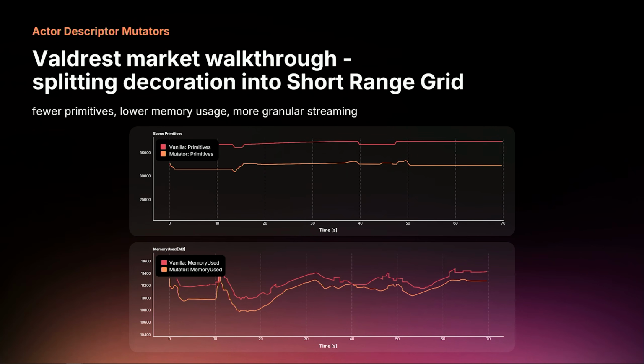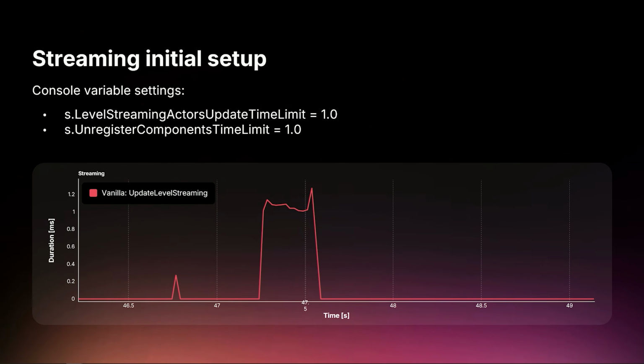Thanks to mutators, we easily split our world into a very detailed grid setup. And thanks to that, we can load fewer primitives at one time. It significantly impacts the memory consumption, but also the performance. When it comes to performance, I will try to showcase it, as mentioned, on our market bit. And here you see the critical path, the update level streaming, and how much time it takes on a CPU to add 2 bits of the level to the scene.